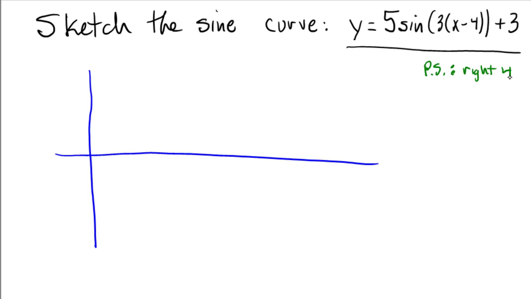So on the x-axis here, I'm going to move right 4 units. 1, 2, 3, 4. So that's going to be my starting point. Okay, next piece I'm going to look for is the period. The period's going to tell me where I have to stop.